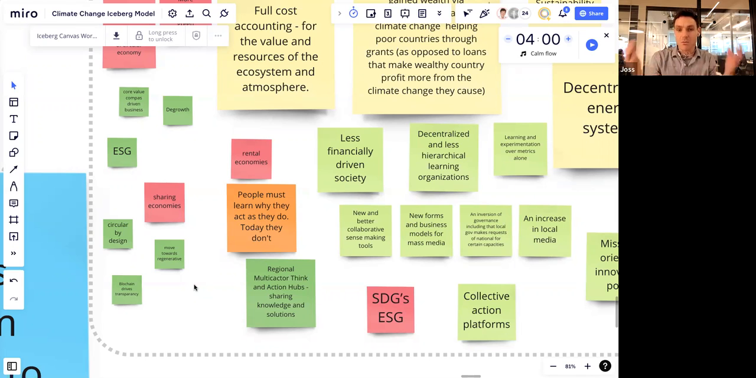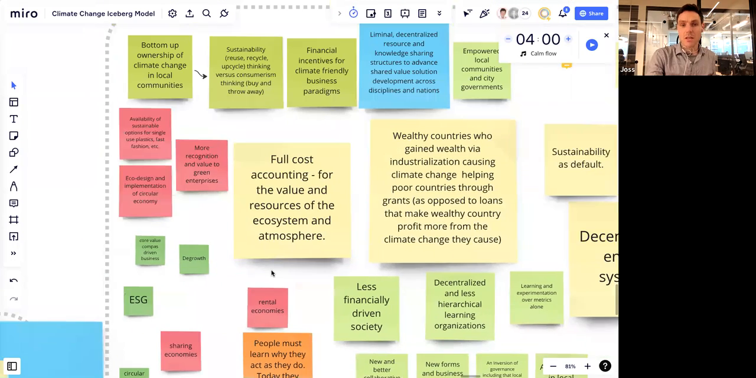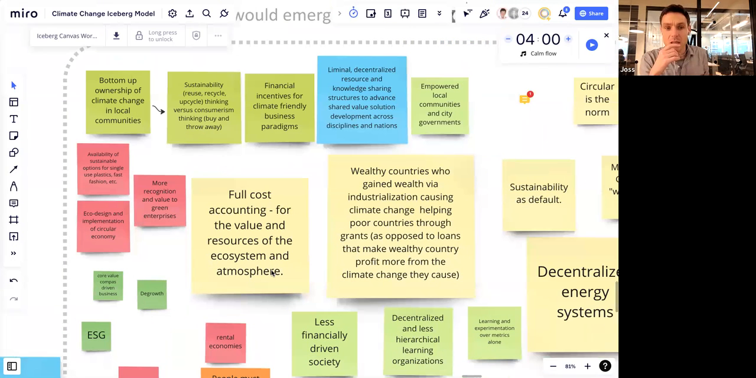Yes, being able to see what's going on, getting this data that we need. Blockchain, decentralized technology could be important. More recognition and value to green enterprises, availability of sustainable options for single-use plastic, for fast fashion, etc. Eco-design and implementation of circular economy. Okay, financial incentives for climate-friendly businesses, bottom-up ownership of climate change in local communities.